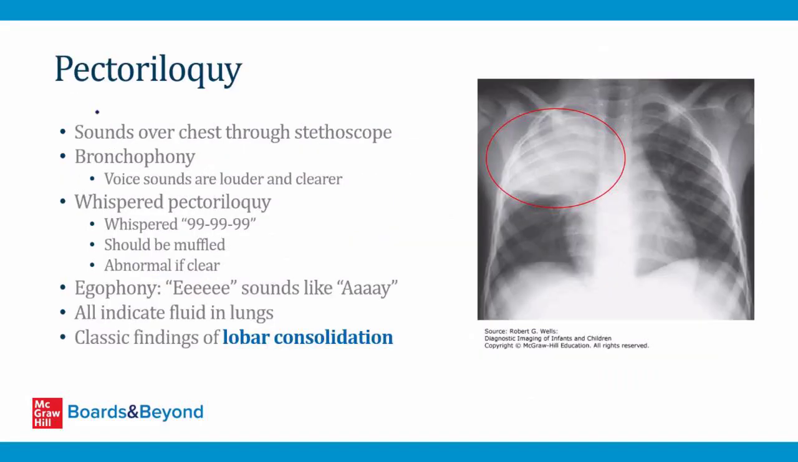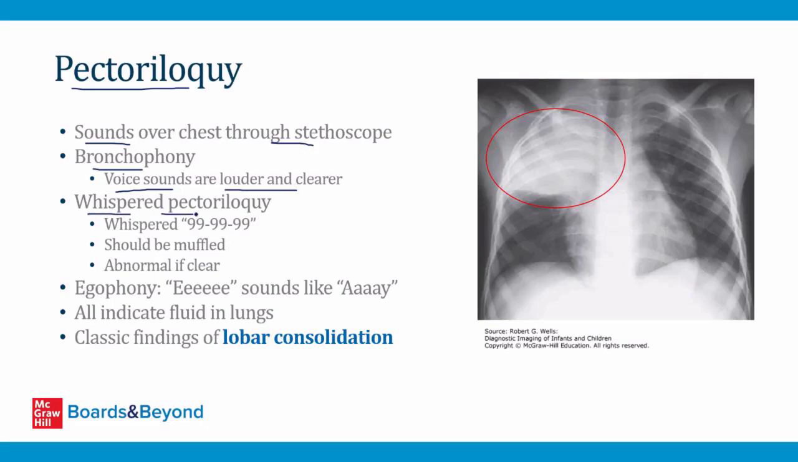Okay, now let's talk about some special findings on the lung physical exam, and the first one we'll talk about is pectoriloquy. So this term literally means that you can hear the patient's voice with the stethoscope placed on the back of the chest. It means you hear voice sounds through the stethoscope when you're listening to the back of the chest. There are a couple of subtypes of pectoriloquy. One is bronchophony. This means you can hear voice sounds through the stethoscope, but they are louder and clearer compared to normal.